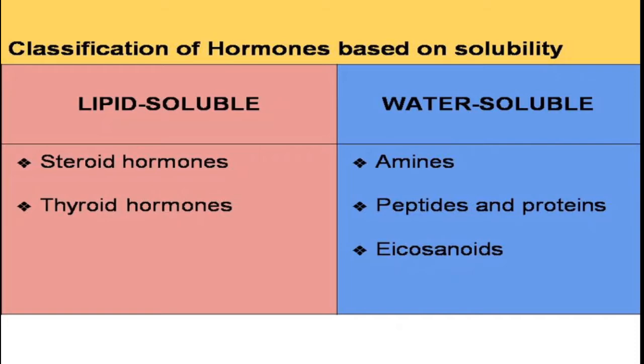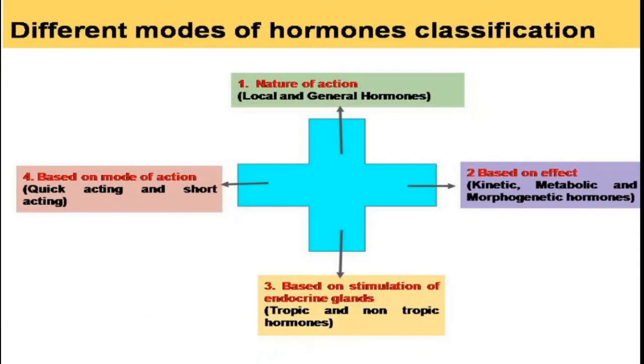Hormones have been classified into various subgroups, such as based on nature of action, based on effect, based on stimulation of endocrine glands, and based on mode of action. Let's see these one by one.